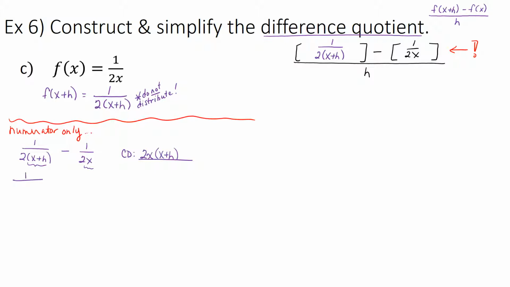So I currently have 1 over 2 times (x plus h), but I'm going to have to force it to be something else with this new common denominator. My second fraction is 1 over 2x, but I'm going to have to multiply it by something to force it to have this new denominator. So this is what we want, but we have to make it happen.